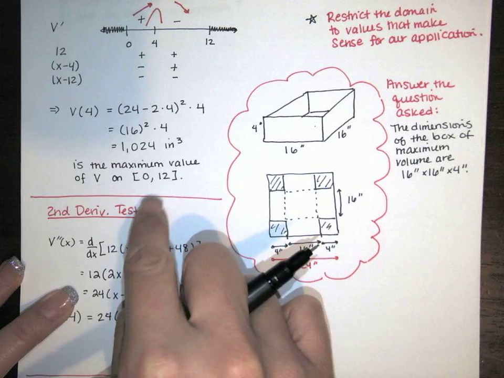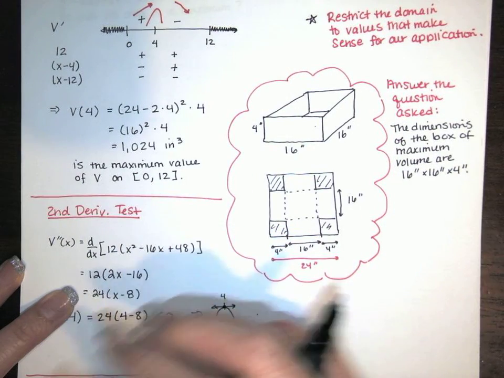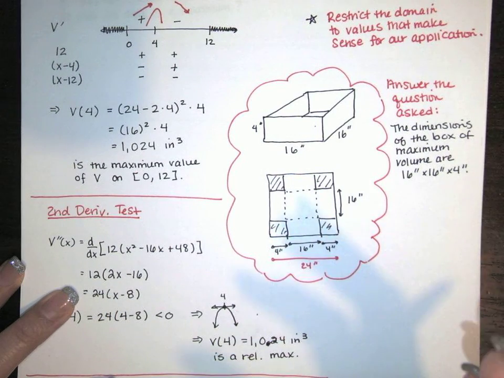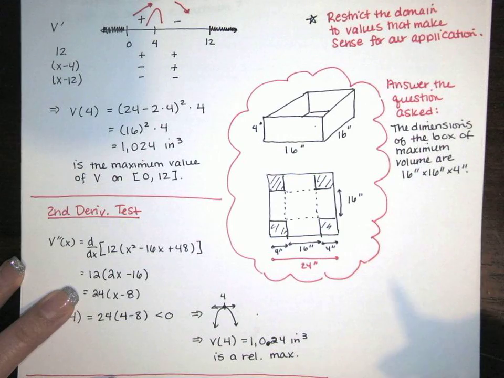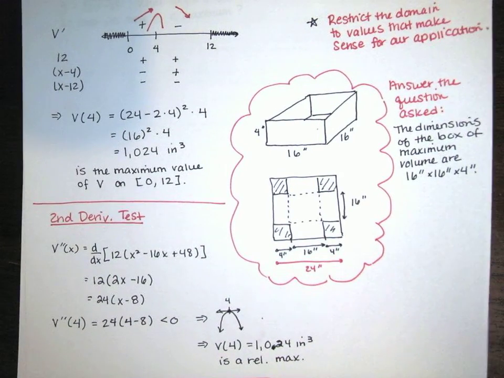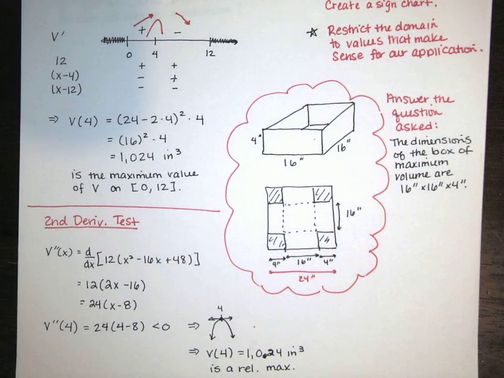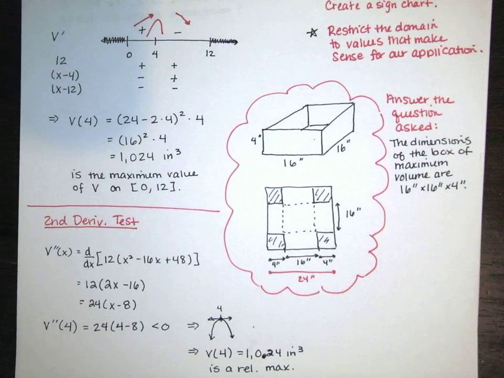If they asked for maximum volume, you could say this. If they asked for dimensions, you could say that. If they asked for both, give them both. But whatever it is, make sure that you answer the question that they asked you. Okay, so that's our first application, and I think I'm going to save the second example for another video.